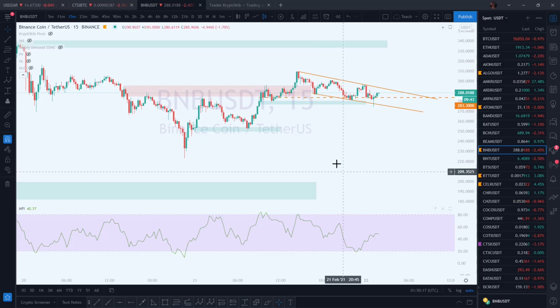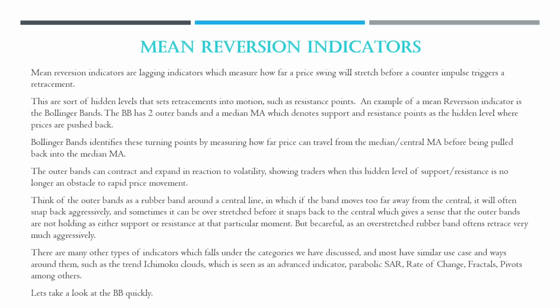highlighted areas. I don't trade with trading indicators. I'm just doing this to give you basic knowledge of how to deploy them and what to look out for on them. So let's look at the mean reversion indicators. This, I won't go into details on this as well, just like the volume indicator.